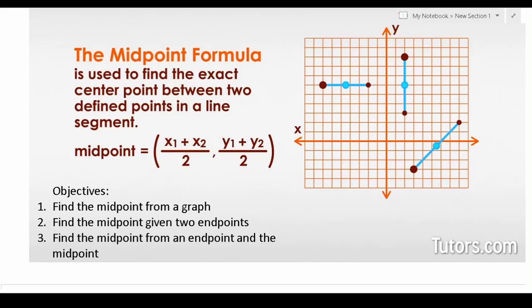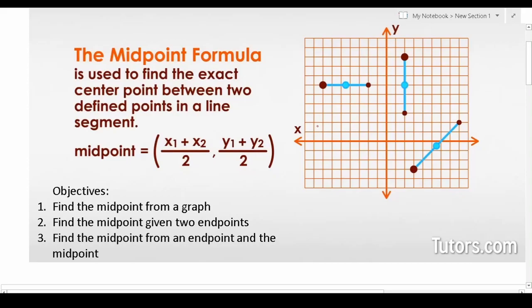In today's video, we're going to be discussing the midpoint formula, which has a very high likelihood of appearing in the mathematics knowledge subtest of the Armed Services Vocational Aptitude Battery, that is the ASVAB. The midpoint formula is used to find the exact center point between two defined points in a line segment. More specifically, a midpoint is an ordered pair, and it's found using the formula x1 plus x2 divided by 2 for the x value in the ordered pair, and y1 plus y2 divided by 2 for the y value in the ordered pair.